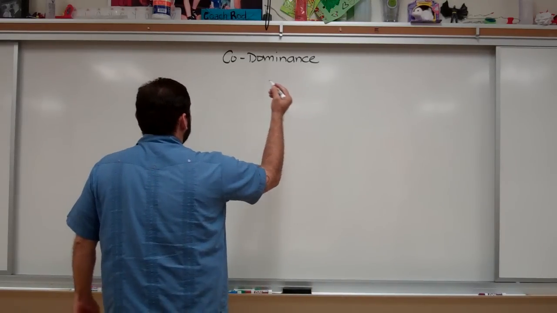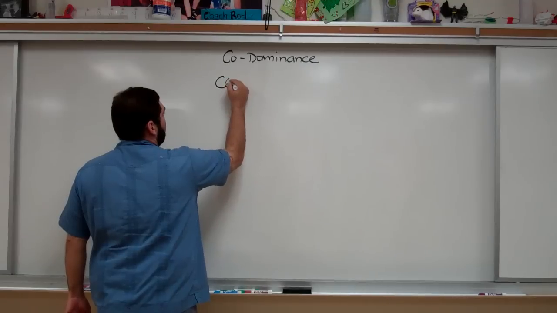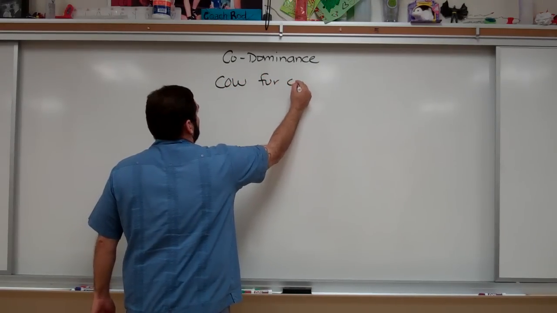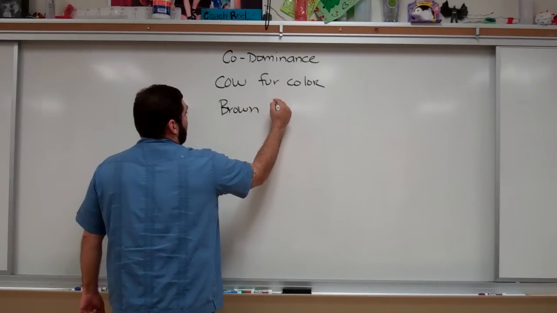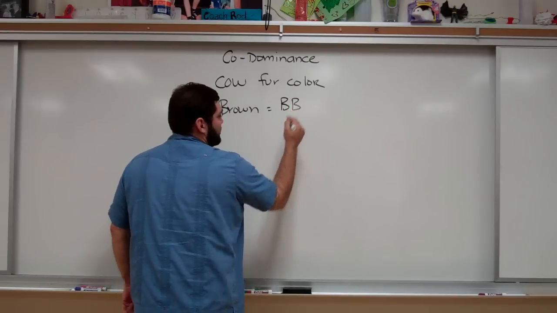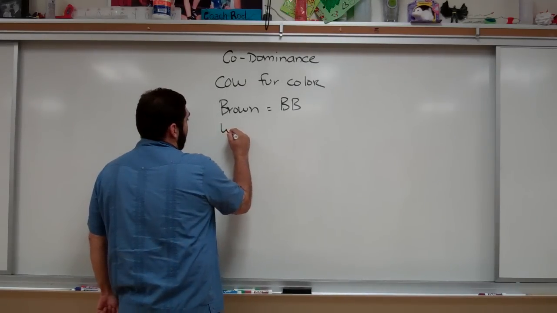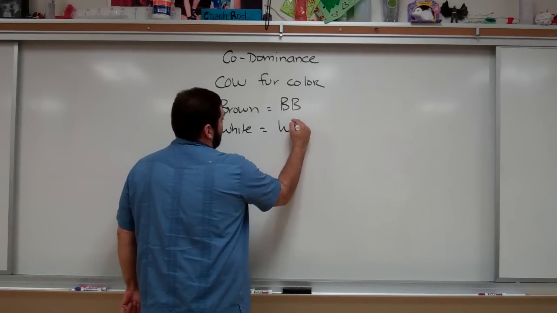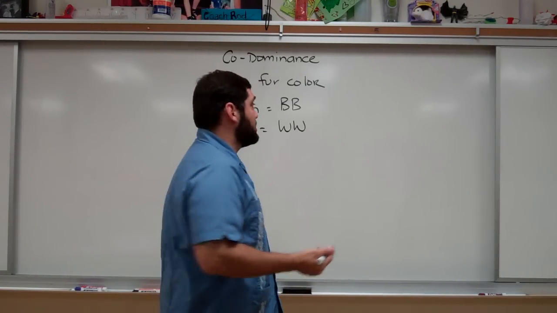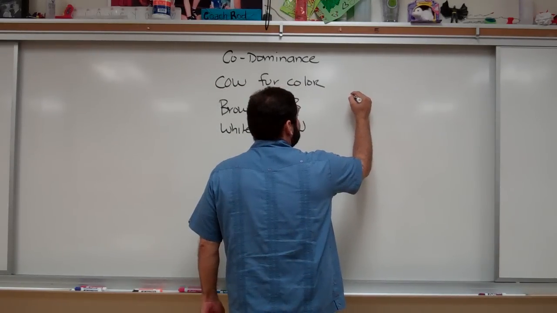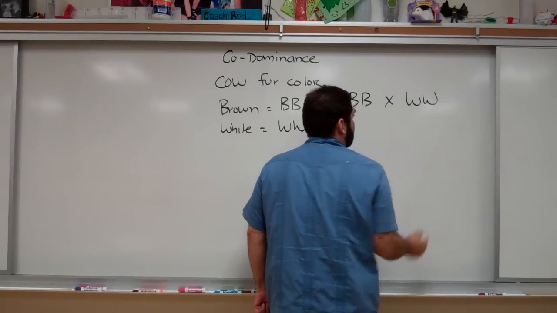So again, we're going to use fur color in cows. That's the big topic there. So cow fur color. So we have brown is dominant, and I want you guys to understand that it is homozygous dominant more than anything. And we have white as dominant in some cows, and that's homozygous dominant as well. So we're going to cross two parents with homozygous dominant genes. So it's this genotype with this genotype.